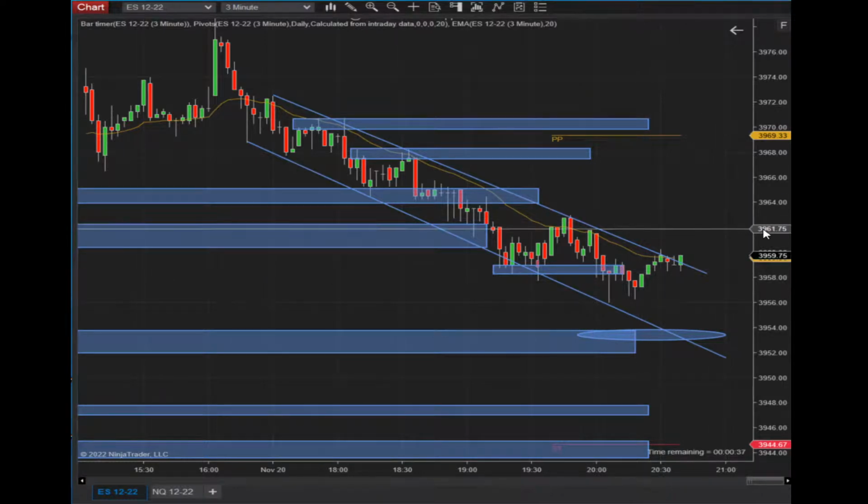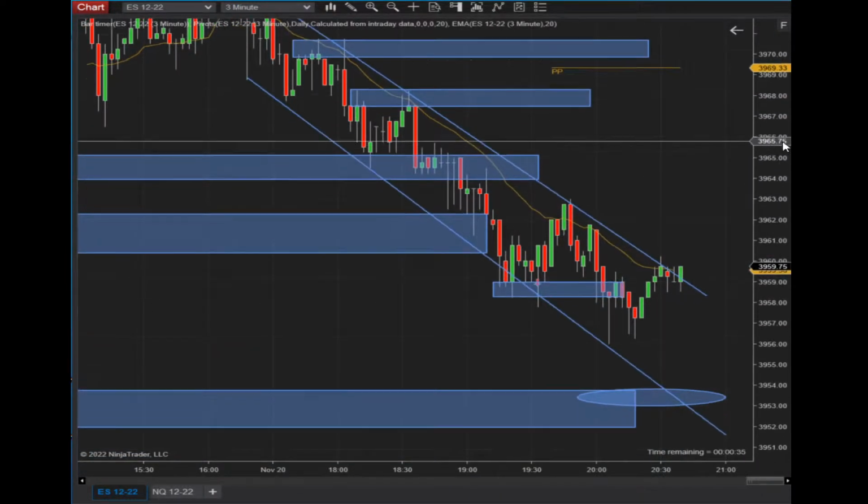What is this? A 1 point range? Pretty much.